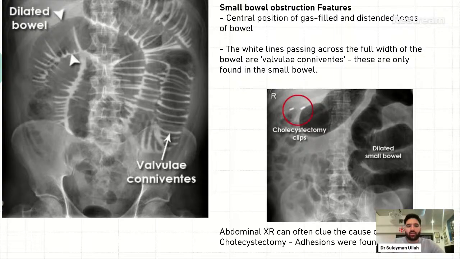Then also post-operatively, with any sort of bowel surgery, bowel does not like being touched. When it's touched, it will stop carrying out peristalsis, which means you can get a pseudo obstruction picture there as well. As you can see, the telltale in this picture here on the right, there are clips in the right upper quadrant, which would likely be from a previous cholecystectomy, so removal of the gallbladder. That would also be a little clue that the patient's had previous surgery.